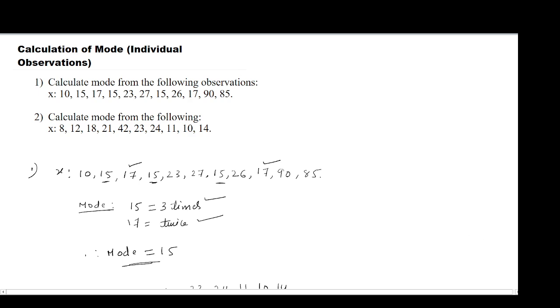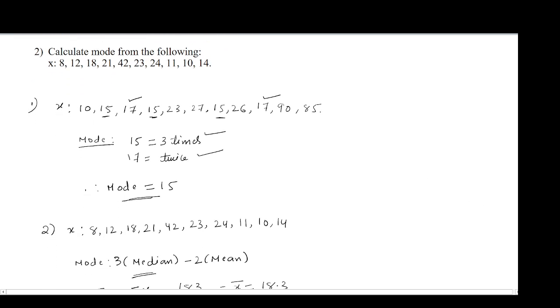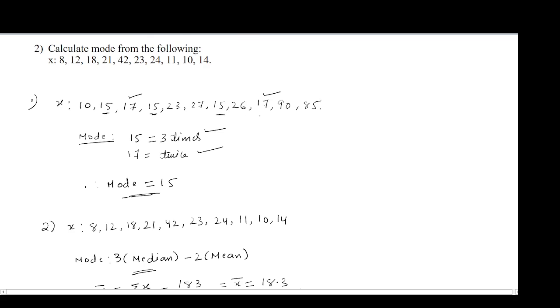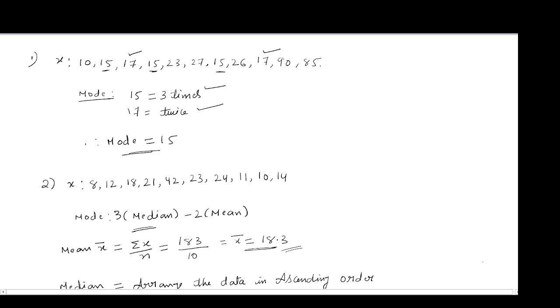So I have explained this by taking two different examples. In first case, we have not used any formula because by observation, first we have to observe which number is repeated how many times. So in my first example case, 15 is repeated 3 times and 17 is repeated twice. So the number which is repeated maximum number of times gives the value of mode. So in my case 15 is repeated 3 times, so I have written mode is equal to 15. But in my second example, the number was not repeated, not even single number was repeated. Then I have to use the formula mode is equal to 3 times median minus 2 times mean.